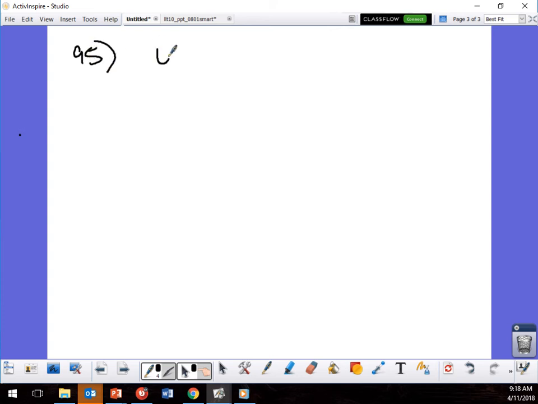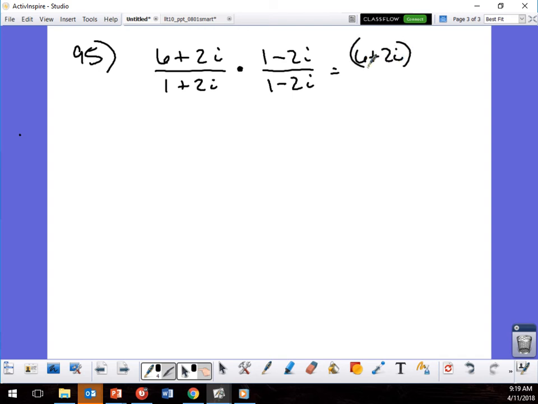It was 6 plus 2i over 1 plus 2i. Like that? Okay, the conjugate of this is going to be 1 minus 2i. Very good. Okay, so this is going to turn out into 6 plus 2i times 1 minus 2i over 1 plus 2i times 1 minus 2i. There we go. All right.